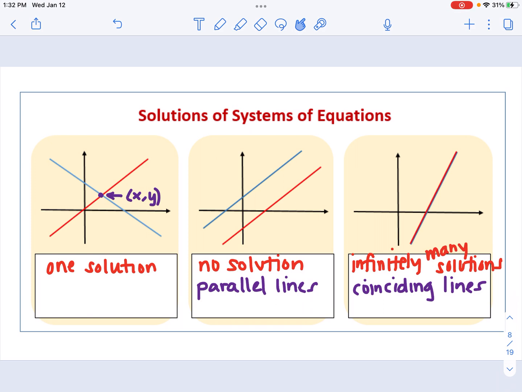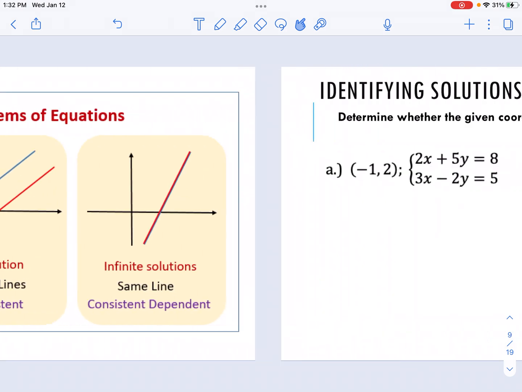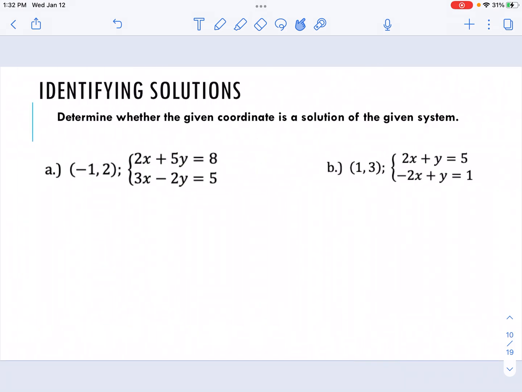Now that we know what it means to solve a system, and we know the different types of solutions, let's actually move on to identifying solutions for a linear function. In these two examples here, and you also see them on your notes, I've given you an ordered pair. We want to know whether the given coordinate is a solution to the given system. Visually, we can take both of these equations, plug them into Desmos, and see that this is the coordinate point in which both lines intersect.